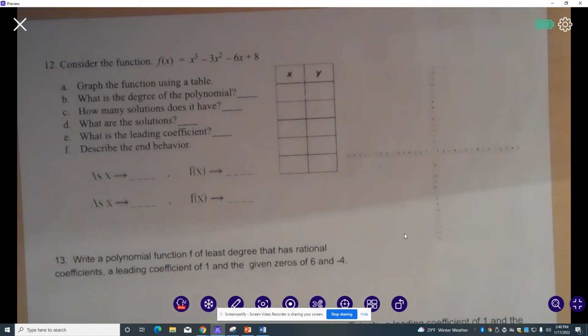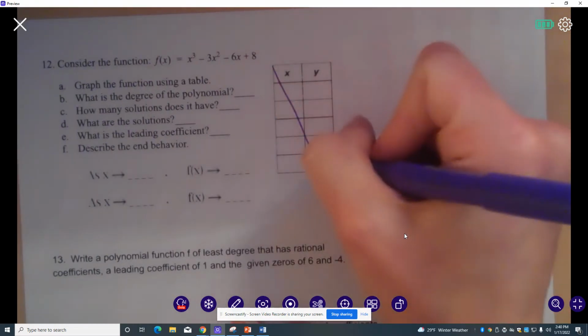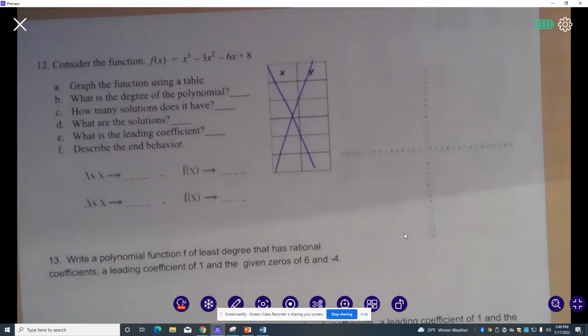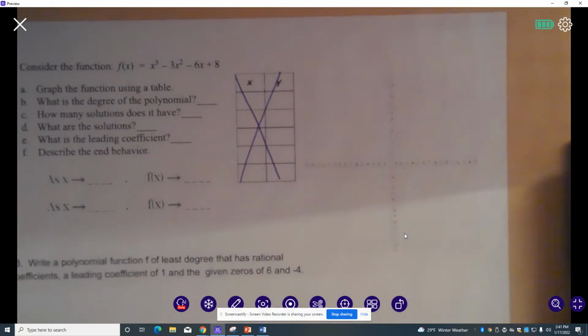This video will cover numbers 12, 13, and 14 on the final exam review for chapter 4. In number 12, we're going to graph the function. Now, it says graph using a table, but we didn't really use a table when we graphed this. We used our calculator, but what we're going to do is graph this function and then find all the key features and graph this function as accurately as possible.